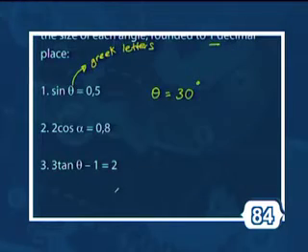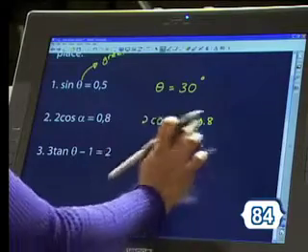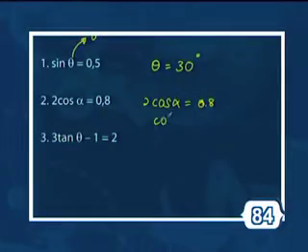Okay, let's look at part 2. Here, 2 cos of alpha is equal to 0,8. Now, it is not possible to get to alpha immediately. We need just the trig ratio in front of the alpha, so therefore we divide both sides by 2, and we get cos alpha is equal to 0,4. And in order to find alpha, once again, we're going to use our calculator.